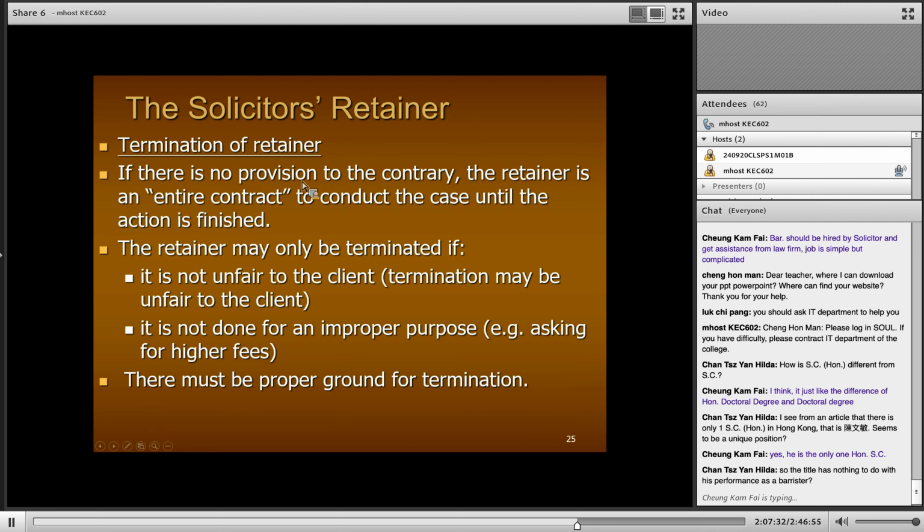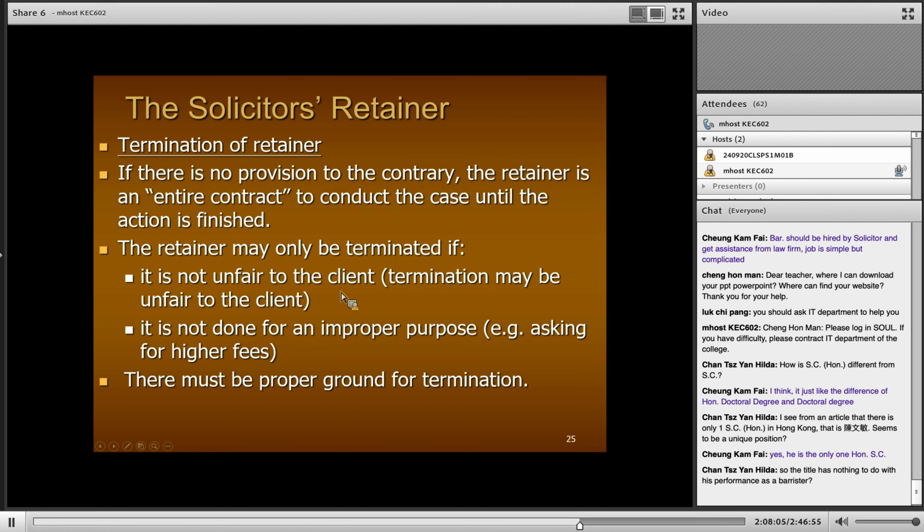Termination of retainer. If there's no provision in the contract, the retainer is an entire contract. It means that it will only come to an end when the case has been finished. For example, in litigation, the retainer will only be terminated when the action is finished. A retainer may only be terminated if it's not unfair. From time to time, the solicitor can terminate the retainer, but he has to satisfy the requirement. It must not be unfair.